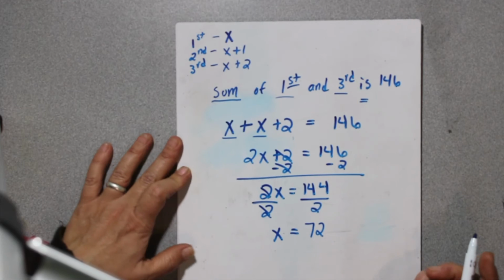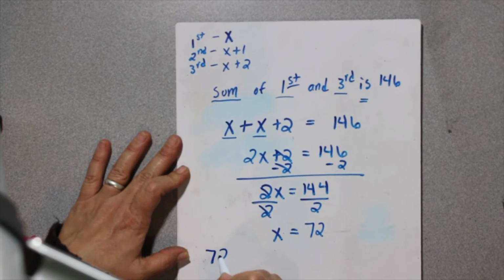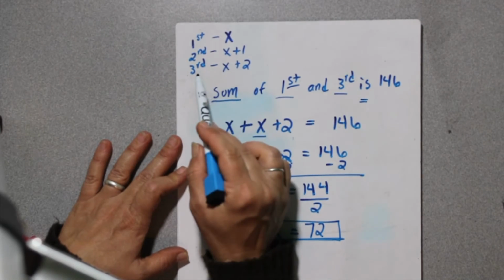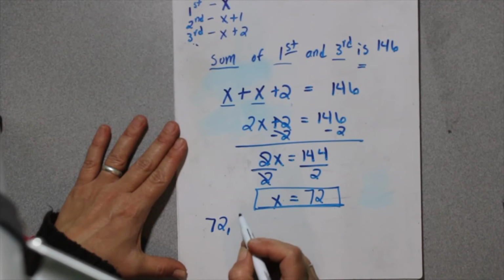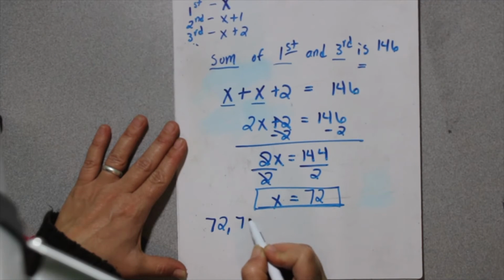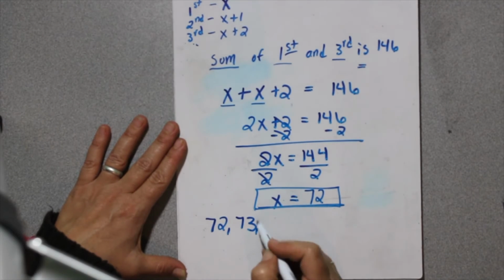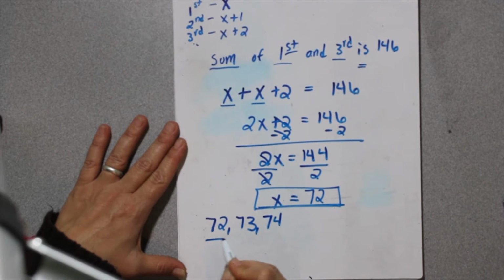So if x equals 72, that's our first integer. So your answer is not going to be 72. You have to have 3 consecutive integers. That's what it's asking for. So you're going to have 72. 72 plus 1 is 73. And then the third is 72 plus 2, 74. 3 consecutive integers.